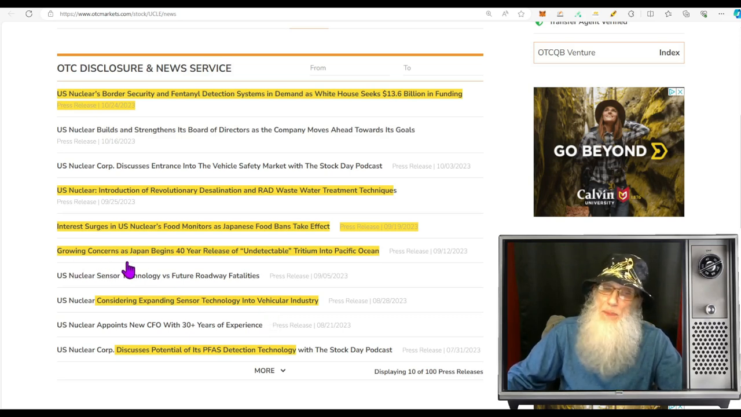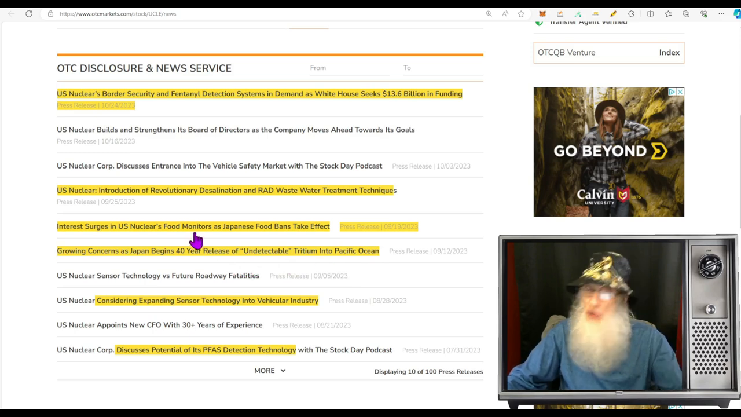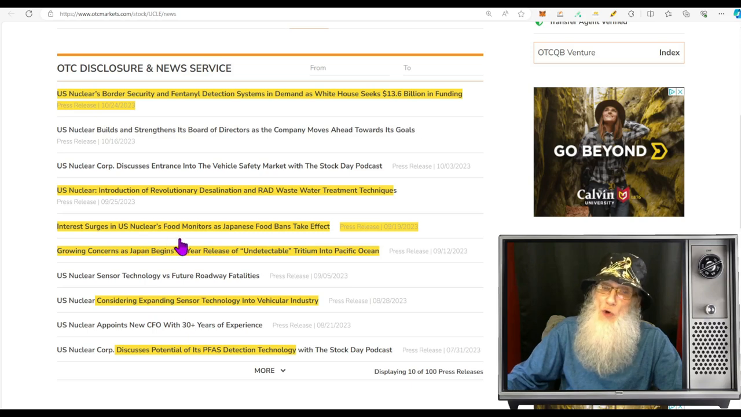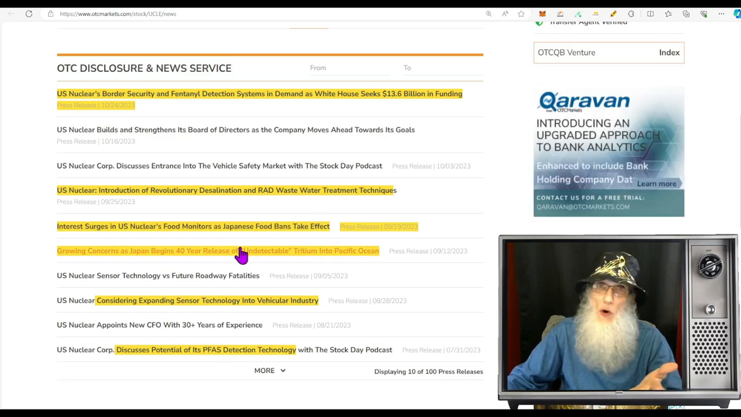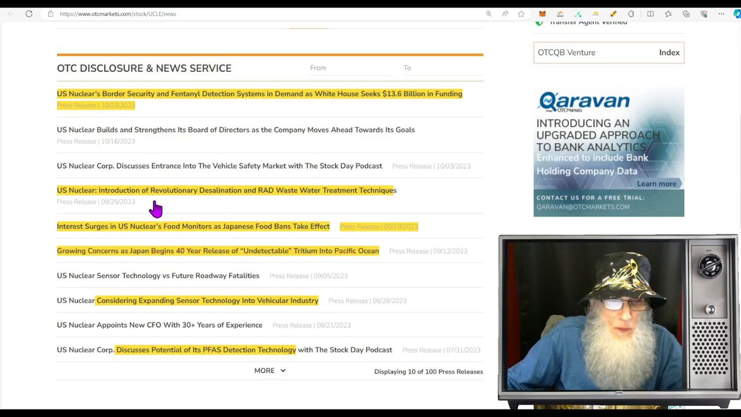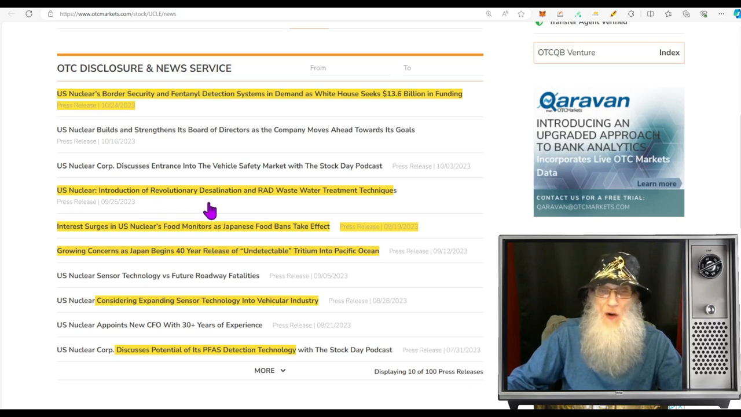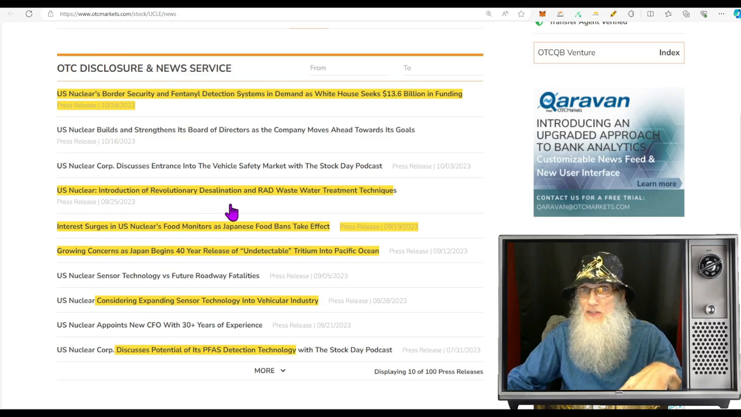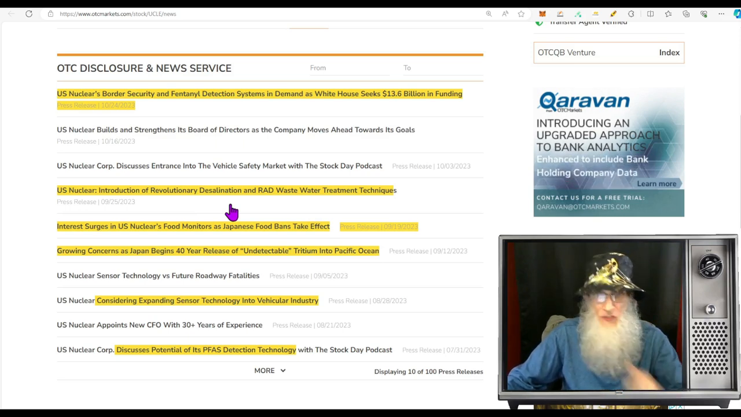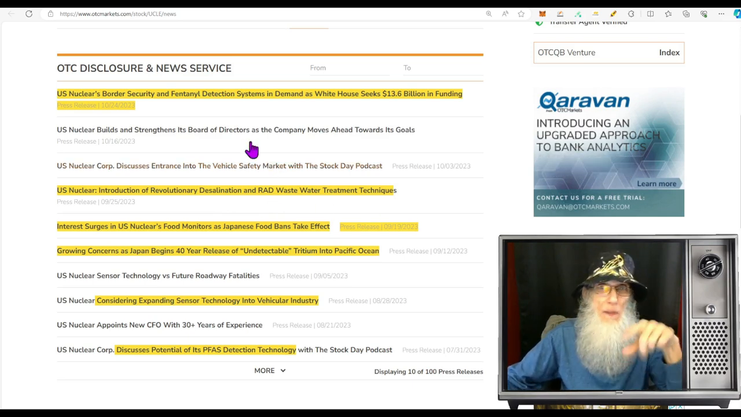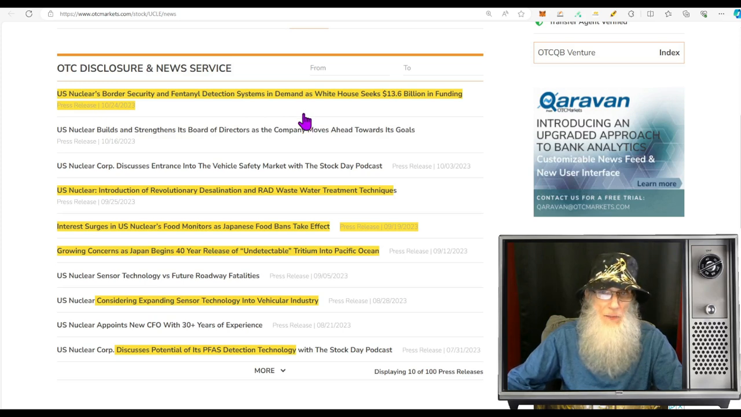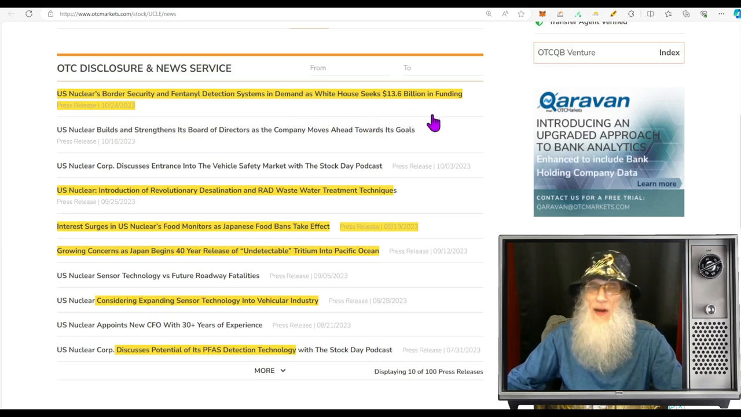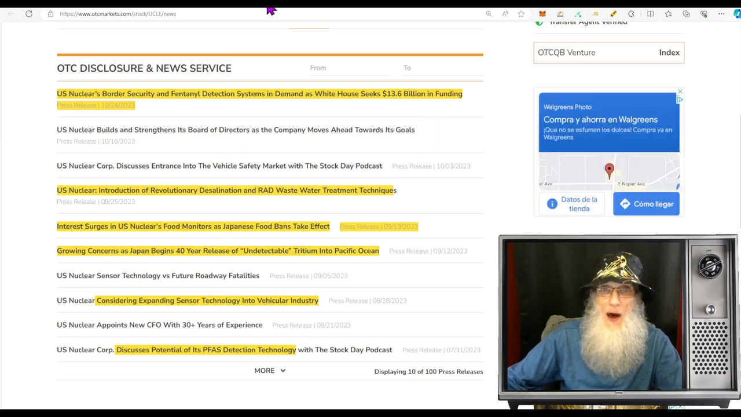Growing concerns as Japan begins 40-year release of undetectable tritium into the Pacific Ocean. And the next piece of news goes right along with that. Interest surges in U.S. Nuclear food monitors as Japanese food bans take effect. And we're going to take a look at this because it covers these two pieces of information, which are real important to us and the company. Then we've got two other pieces of news. The company's introduction of revolutionary desalination. Desalting water. Sounds like they can take ocean water and make it good water. Wouldn't that be nice? And rad waste water treatment techniques. And then the big news that we're also going to read, the company's border security and fentanyl detection systems in demand as White House seeks $13.6 billion in funding. So we're going to take a look at this one and that one right there.